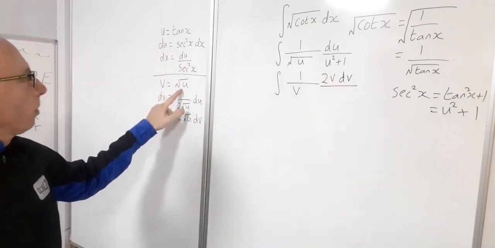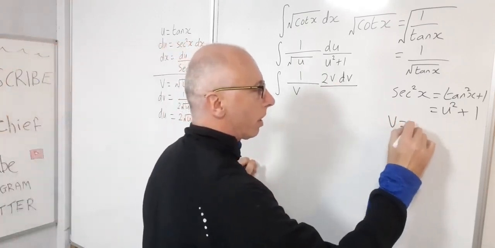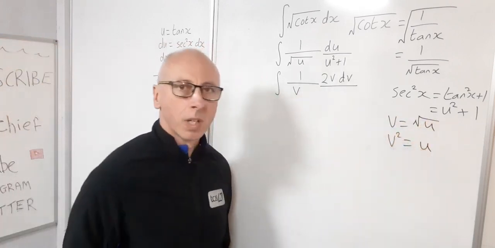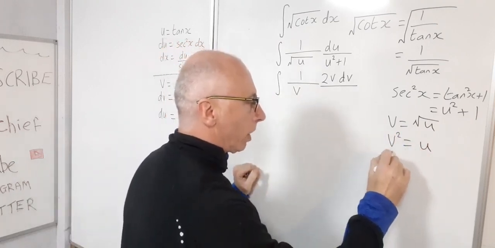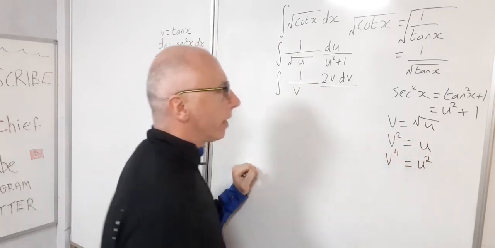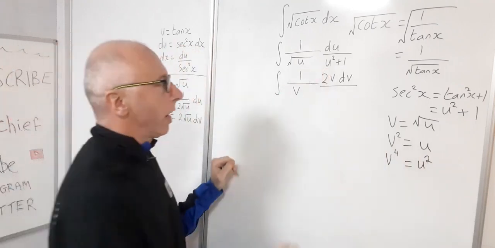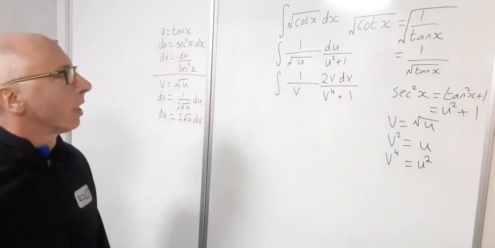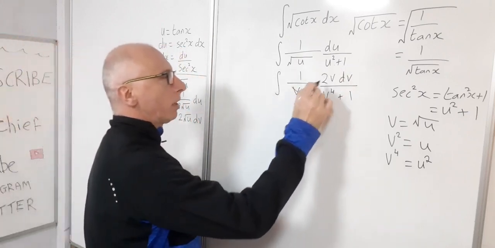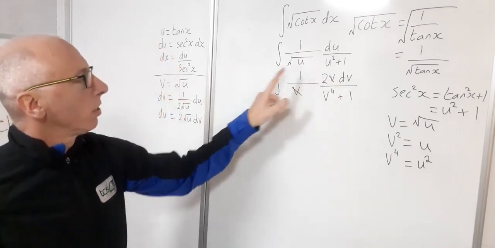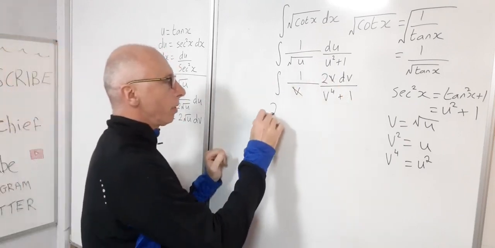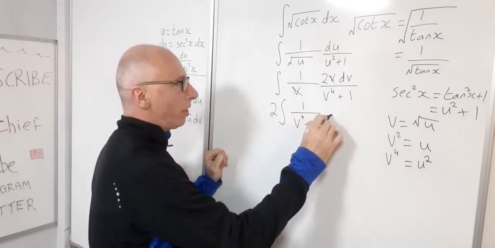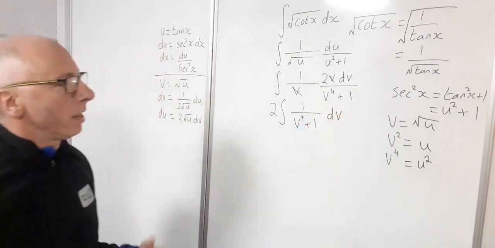Well, v equals the square root of u, so therefore v squared equals u. And as we want u squared, we can say v to the 4 equals u squared. So that we can put in for our u squared. So now we've got v to the 4, and then the plus 1, that stays. Okay, so now we can do some cancelling out. So these v's cancel out. The 2 can come out the front. So we can rewrite this integral as 2 times the integral of 1 over v to the 4 plus 1 dv. So let's take care of that.